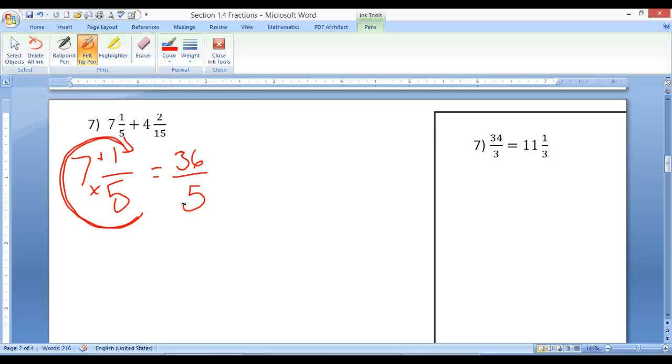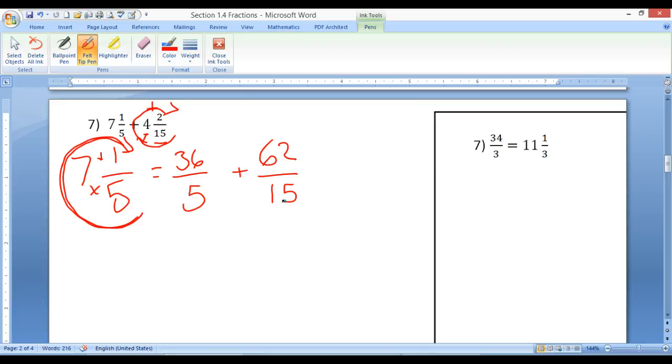4 and 2/15. Remember, we're going to start at the bottom and do our clockwise circle, multiply, add. So we have 15 times 4. 15 times 4 is 60, plus 2, we're going to be adding 62/15. Okay, now we're going to look at the denominators and find the lowest common denominator.